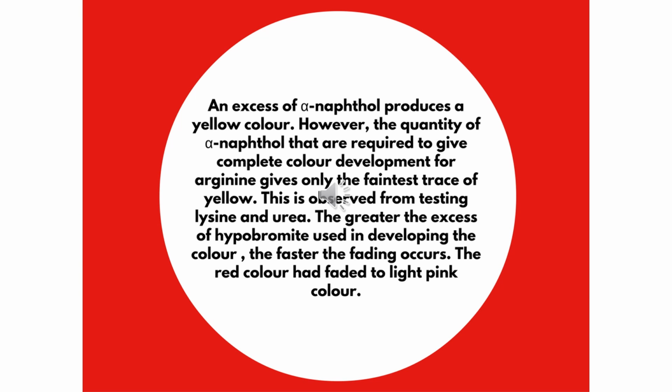An excess of alpha-naphthol produces a yellow color. However, the quantity of alpha-naphthol required to give complete color development for arginine gives only the faintest trace of yellow. This is observed from testing lysine and urea. The greater the excess of hypobromite used in developing the color, the faster the fading occurs. The red color had faded to a light pink color.